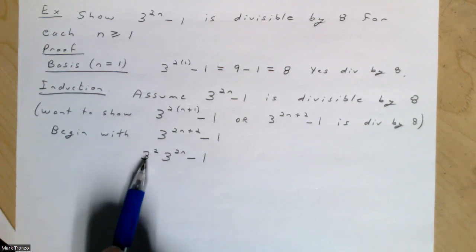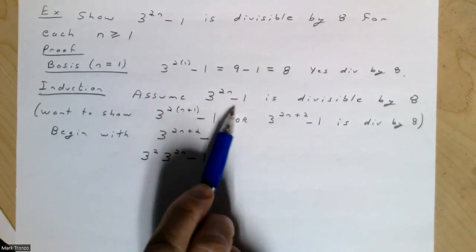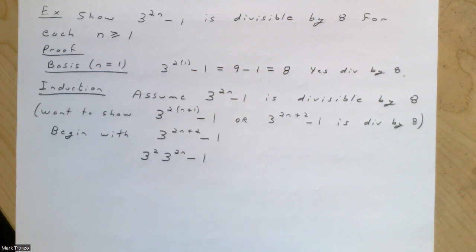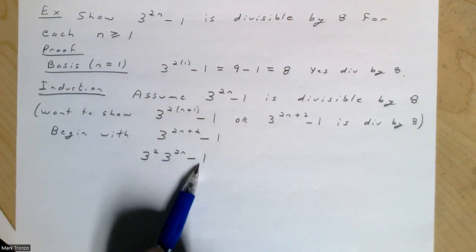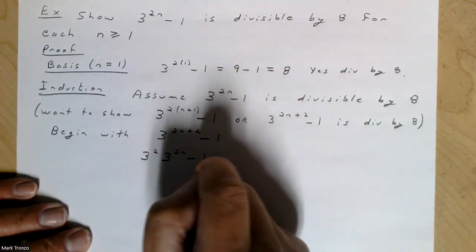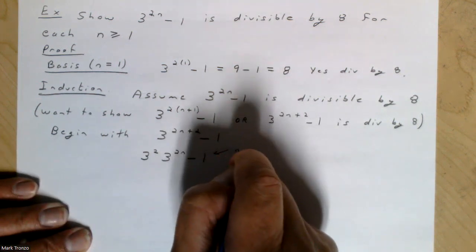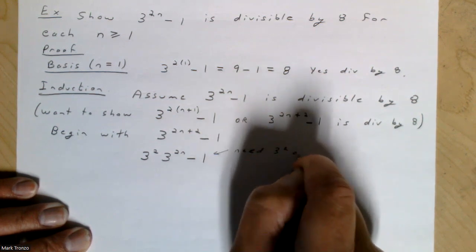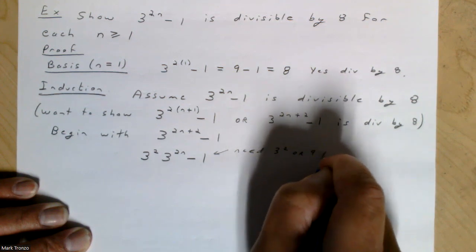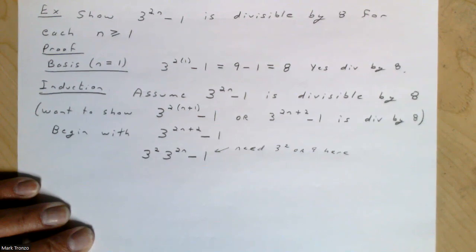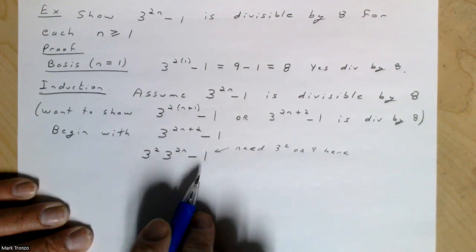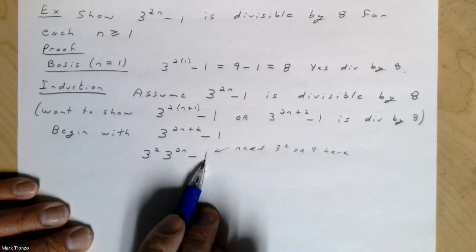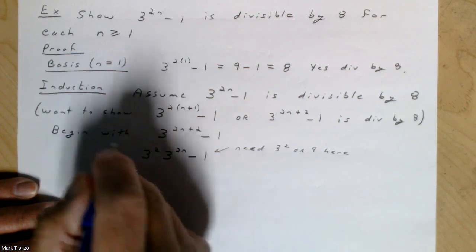And like before, we would like to factor out a 3 squared out of here so that we're left with this. So like the last part, we need a 3 squared, or 9, here, right? So if we have a minus 1 here, to get a 9 here, we're going to have to subtract 8.